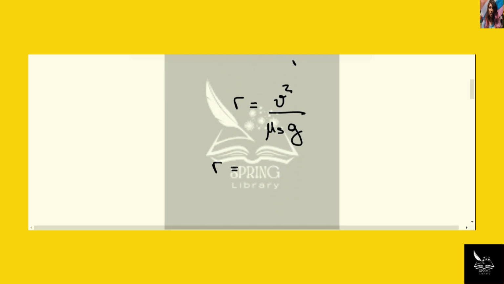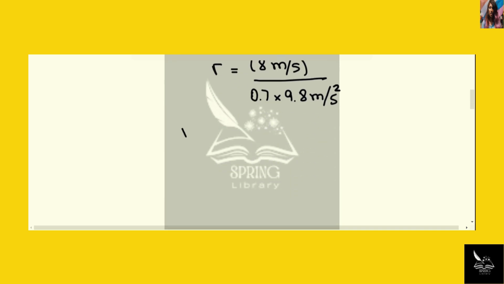So r is equal to v, which is 8 meters per second, squared, divided by mu s, which is 0.7, times 9.8 meters per second squared. So r, the radius, is 9.32 meters. And this is the radius of the assembly line, which concludes our exercise.